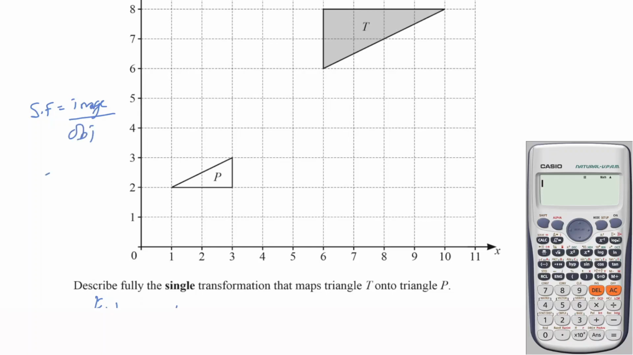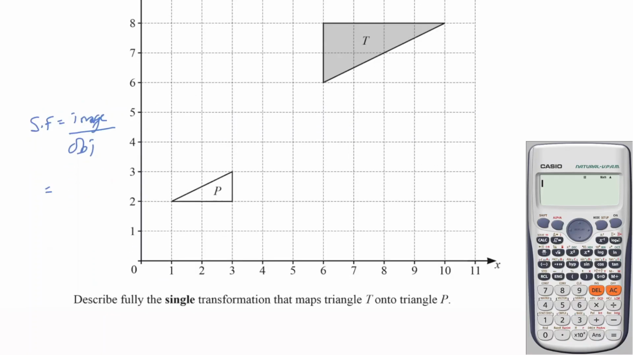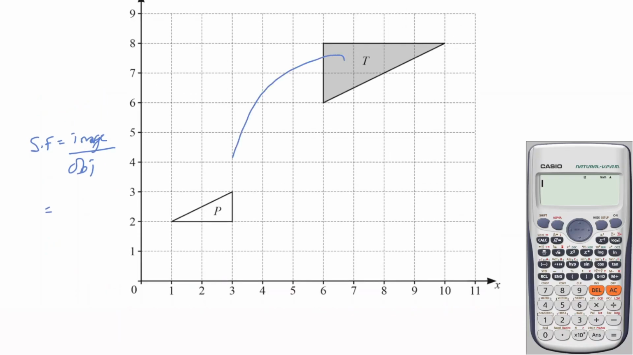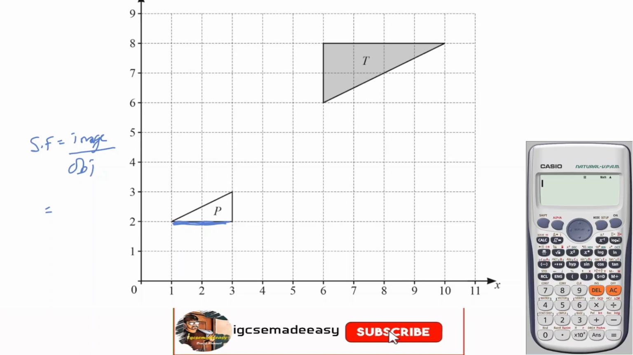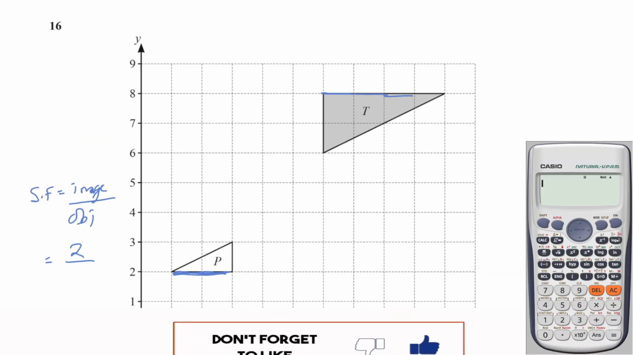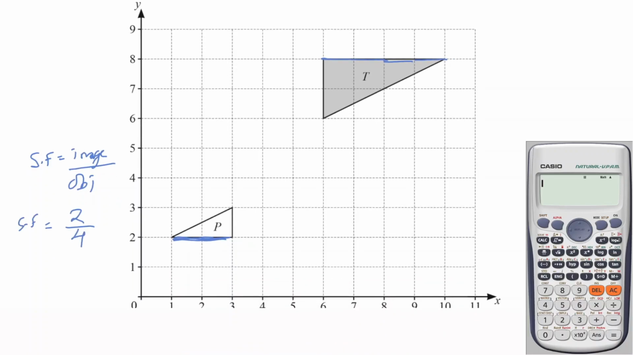Okay, so the image is shaded, the object is not shaded, as they are given T onto P. So the image is what? This one. How much is the length of the image? Let's say this is 2. And what is the object length? Object length is 1, 2, 3, 4. So the scale factor should be equal to 1 by 2, correct? Because 2 times 1 is 2, 2 times 2 is 4.